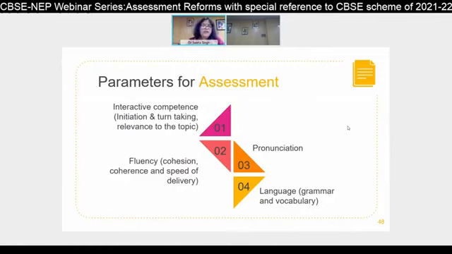There are 4 parameters for assessment. One is interactive competence, initiation and turn taking, which are relevant to the topic. Second is fluency, cohesion, coherence, and speed of delivery. Third is pronunciation. And fourth is language, grammar, and vocabulary. Next slide.